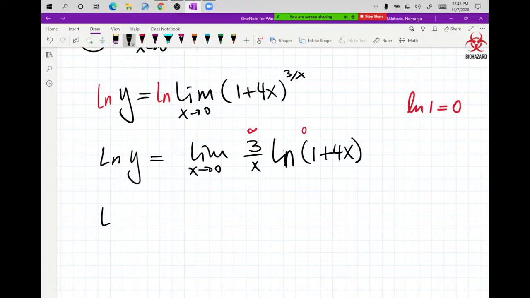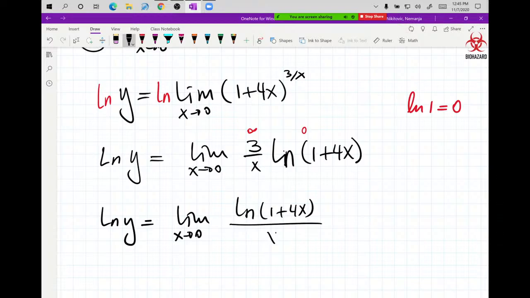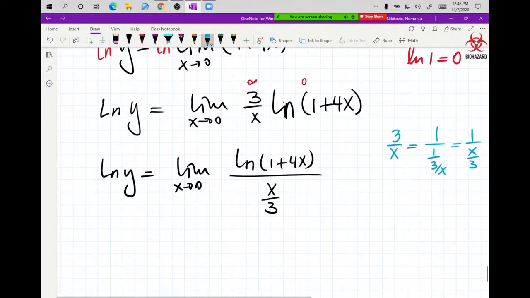So now we flip. There we go. So 3 over x, when it goes down, it will change into x over 3. Now, just in case, I'm going to write that step on a side. 3 over x is equal to 1 over 3 over x, which is 1 over x over 3. So that's the key part.